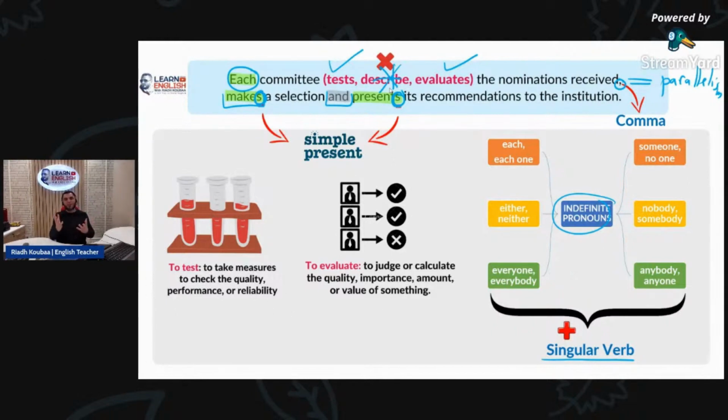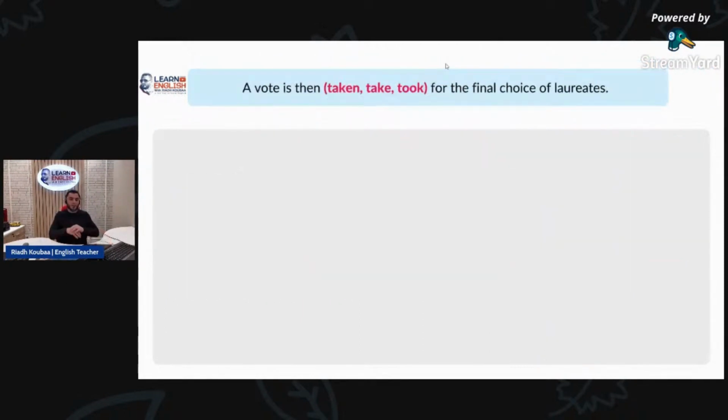So this is test. It's like in physics. You do some experiments, you test. But to evaluate means to judge or calculate the quality or importance or the amount or value of something in general. So what is the role of this committee? Is it to test again or to evaluate? The role is to evaluate. So it's not to test. They don't test the invention, they evaluate the invention, whether it is outstanding or not. So this is the role of this committee.